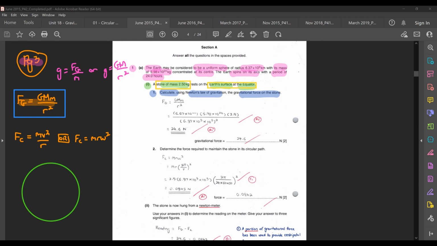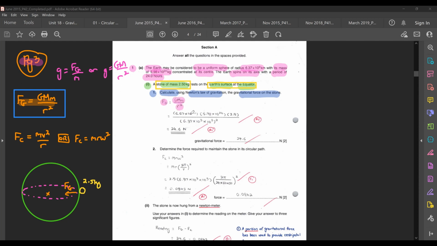So you consider now that you have a small stone right over here that's resting on the surface at the equator itself, like this. Let's just say that this one represents your equator. Okay, they want to find out what is the gravitational force acting on this 2.5 kg stone. The gravitational force acting on the stone is directed towards the center of the Earth. So you want to use Newton's law of gravitation. The equation is Fg equals GMm over r squared.